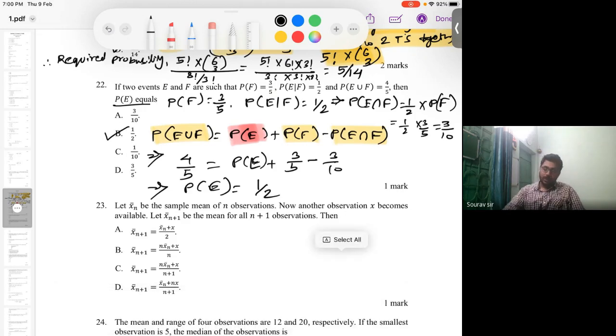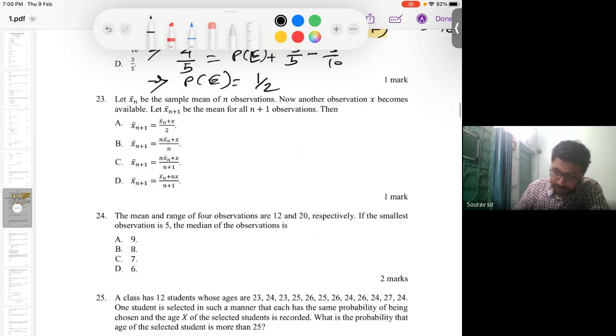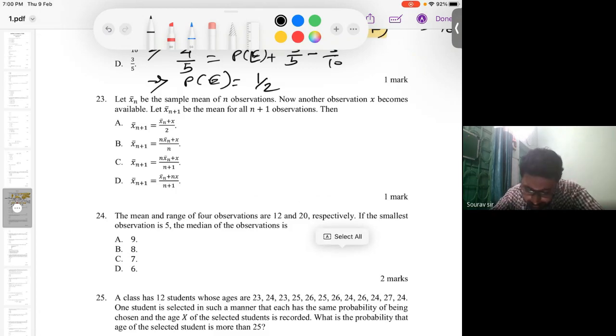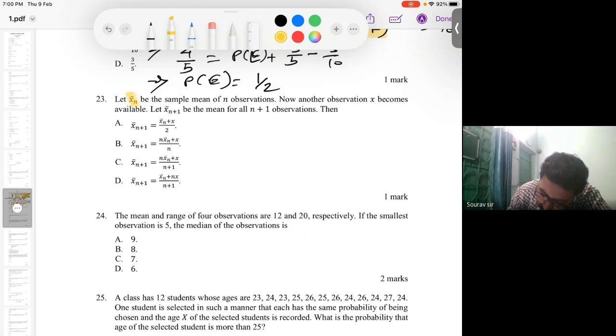Okay, let's jump to question number 3. In question number 3, it's given: let x n bar be the sample mean of n observations. Read it carefully. Now, another observation x becomes available. Let x n plus 1 bar now be the mean for n plus 1 observations. Then we have to find which option is the correct representation of this statement.